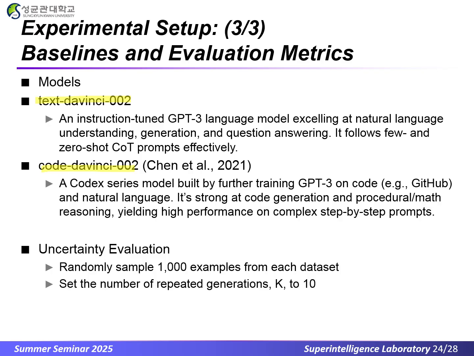For uncertainty estimation, the authors randomly sample 1,000 examples from each dataset and set the number of repeated COT generations, K, to 10. They report exact match accuracy on the held-out test sets as the primary evaluation metric.